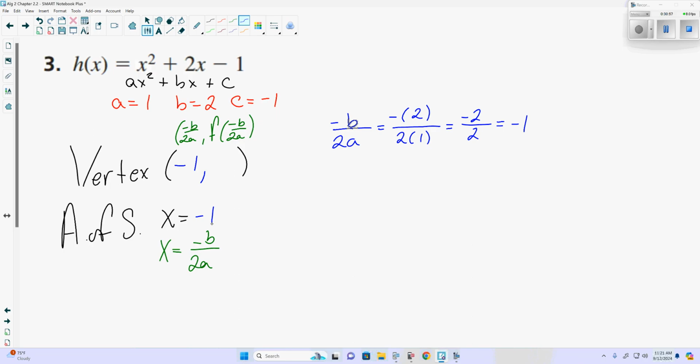Now we need to plug that back into the original equation. So we'd have negative 1 squared plus 2 times negative 1 minus 1. Negative 1 squared is 1. 2 times negative 1 is negative 2, minus 1.